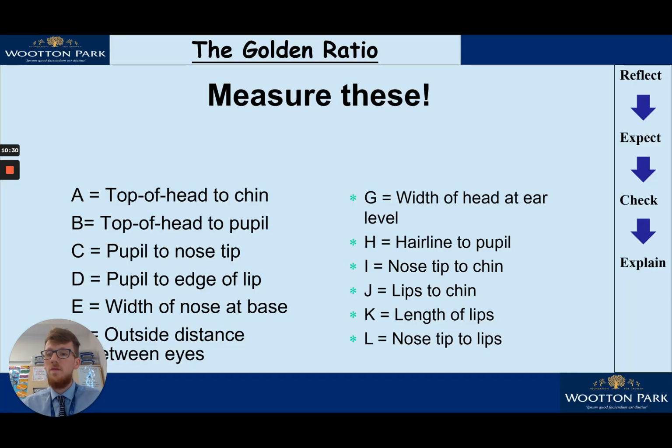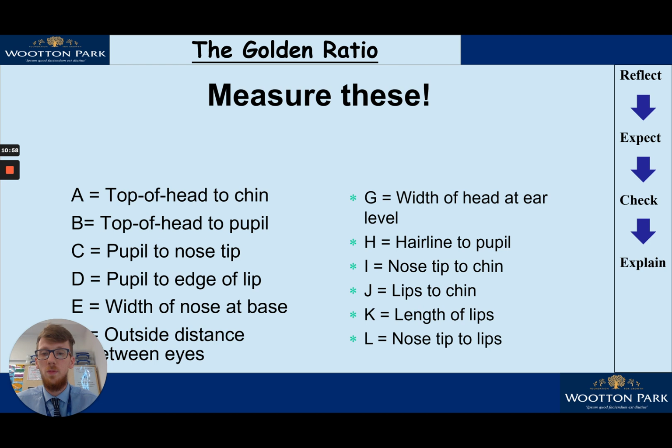So you're going to investigate how golden you are and compare it to other people. So what I'd like you to do is get a piece of paper, if you haven't got one already, and a ruler, and I'd like you to start measuring these things here, and I'll show you a few diagrams of what I mean. If I grab a ruler quickly, I don't have one to hand, but what I'd like you to do is get a ruler and measure the top of your head to your chin, or the top of your head to your pupil, and measure each one and label them A.